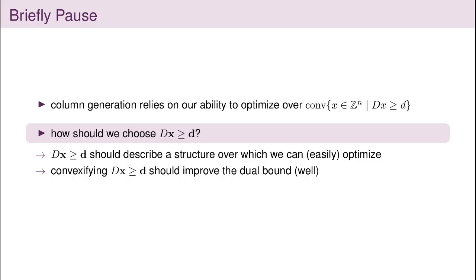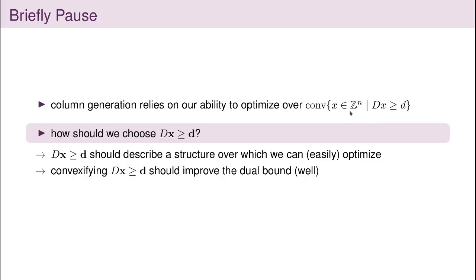Okay, so let's stop here for a moment and think about what we did. We said this column generation, as we've seen it in relation to the Dantzig-Wolfe reformulation, relies on our ability to optimize over this set here, over the convex hull of the integer feasible points which are feasible to these reformulated constraints, Dx greater than or equal to d. So this is what we need for solving the linear programs as well, that we have this readily available.